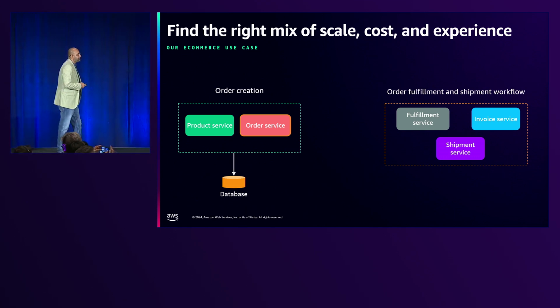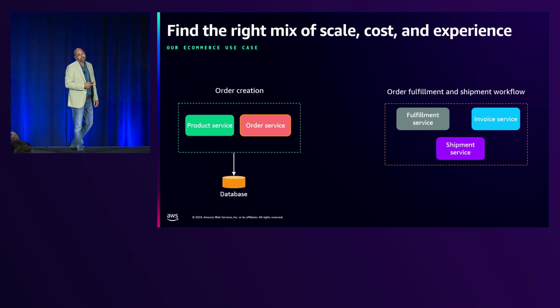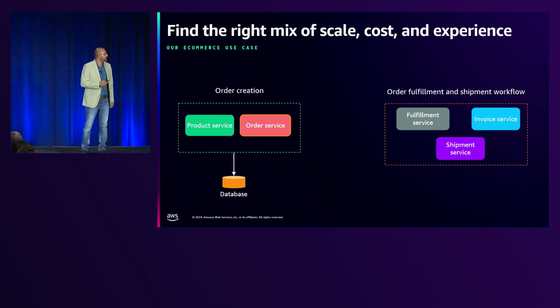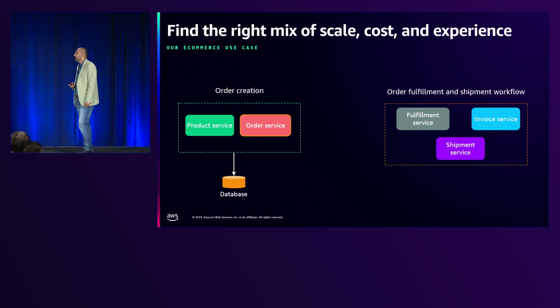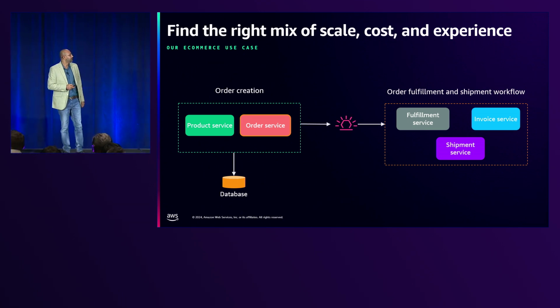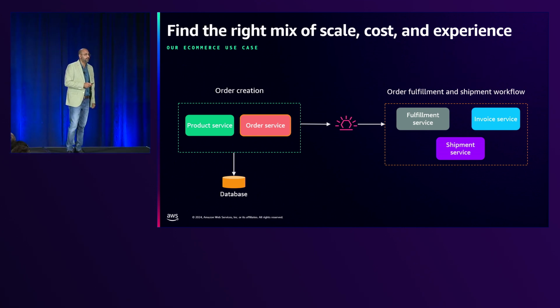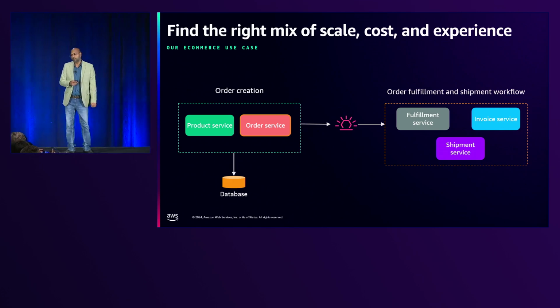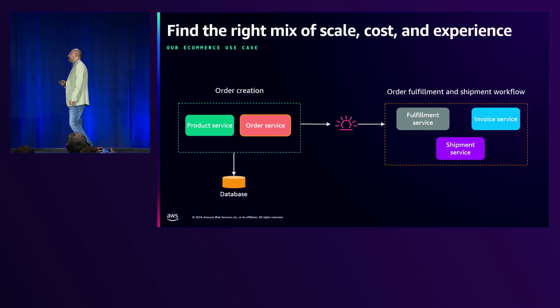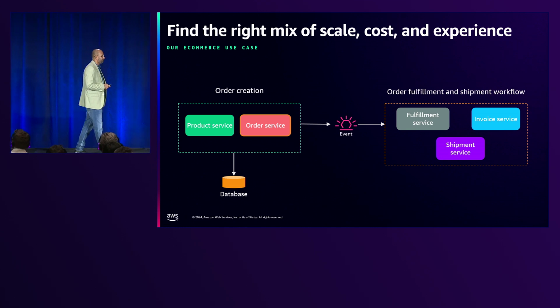And then we also have the second part of it, which is the order fulfillment and the shipment, where once the order is placed, a bunch of services like the fulfillment service, invoice service and the shipment service come together for the fulfillment of this order. And these two paths for the order management interact with each other through decoupled event-driven architectures.